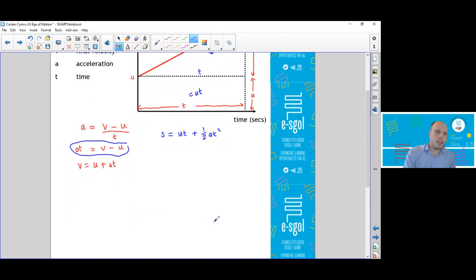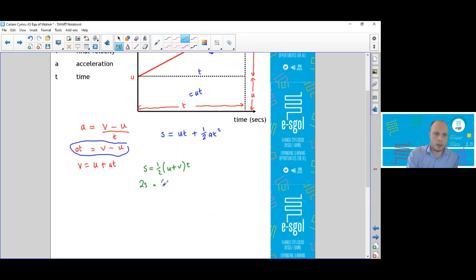And what those 3 equations of motion all have in common so far is that they've all got t in them, which is a bit limiting because you won't always know the time, you won't always need to know the time. So it's useful to have a 4th equation of motion that doesn't have t in it. Okay, and to do that, I'm just going to go back to the first equation of motion that we found, and that was s equals half u plus v t, and then rearrange that to make t the subject.